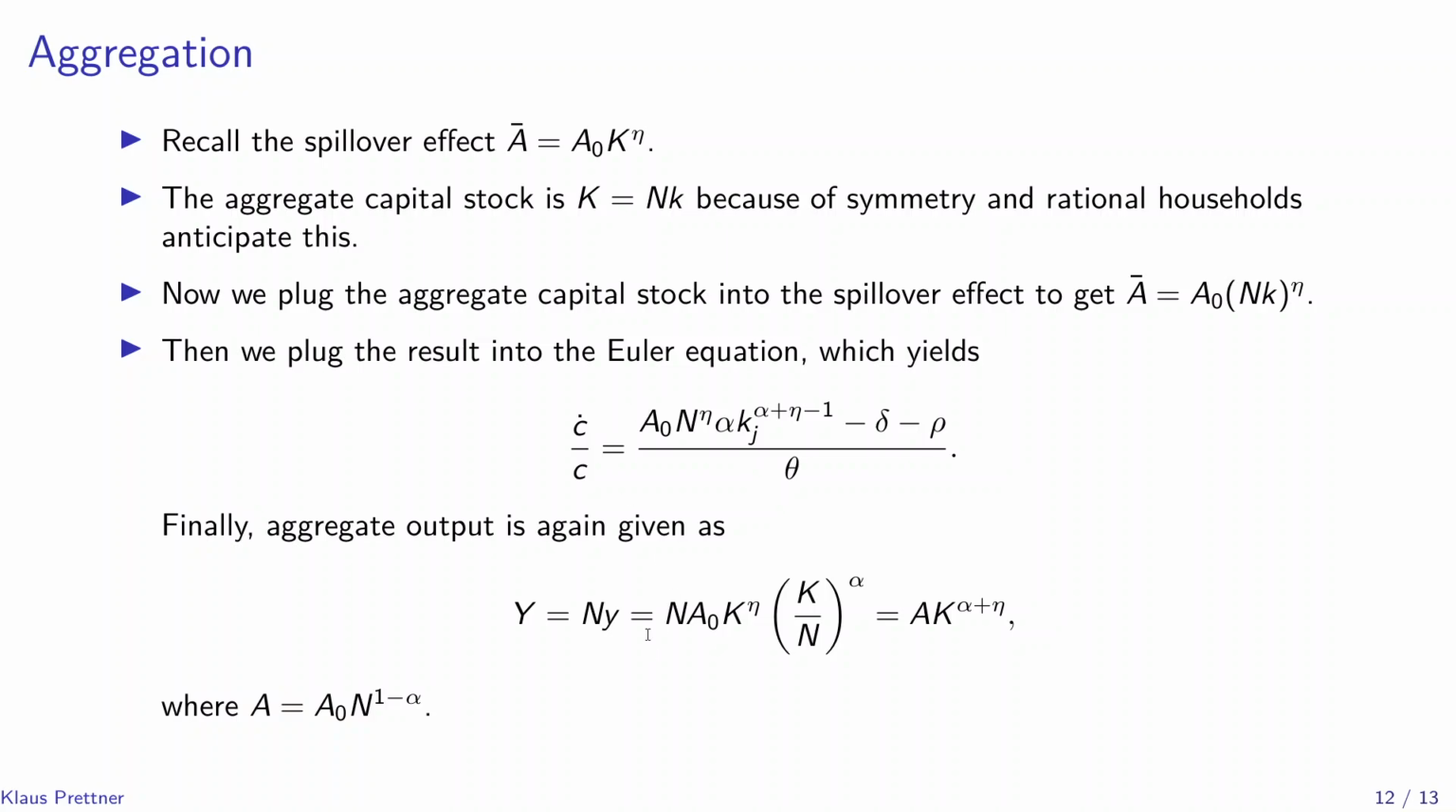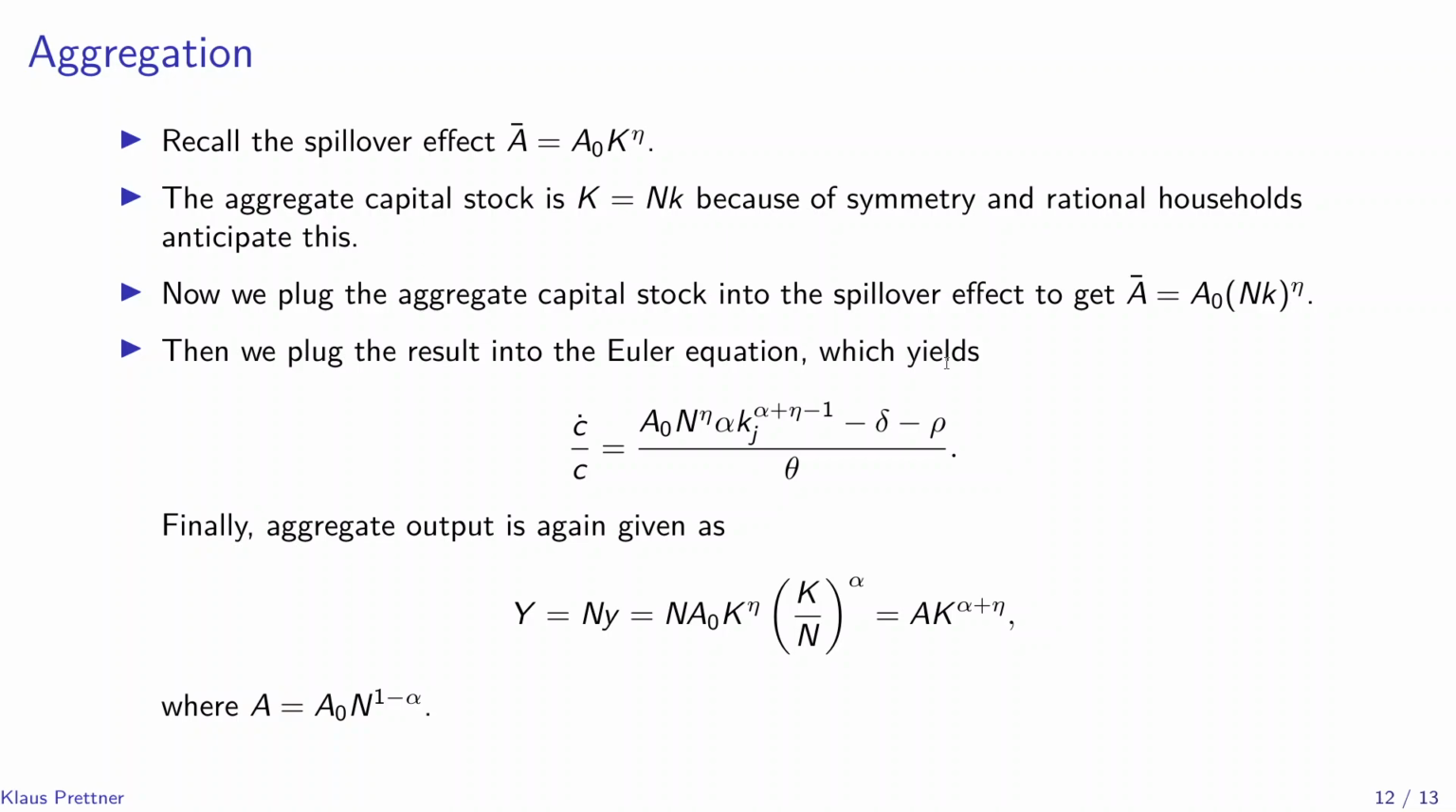And aggregate output is again given as before, as the number of firms multiplied by individual output. So that's the same expression as we had it in the Frankel version of the model, with A times k to the power of alpha plus eta, and this constant A being determined by an initial level of productivity and the number of firms to the power of 1 minus alpha.